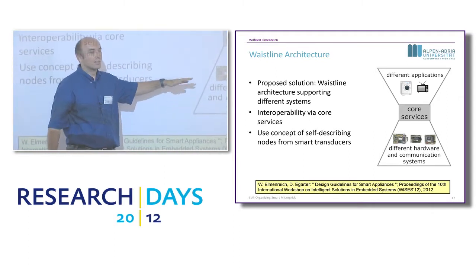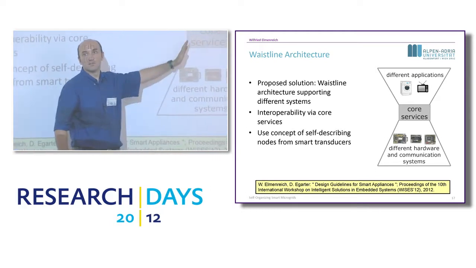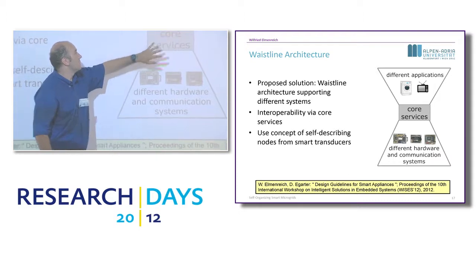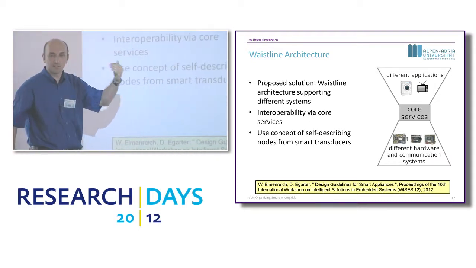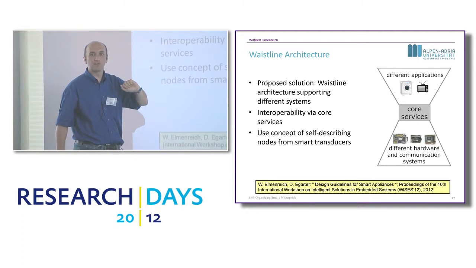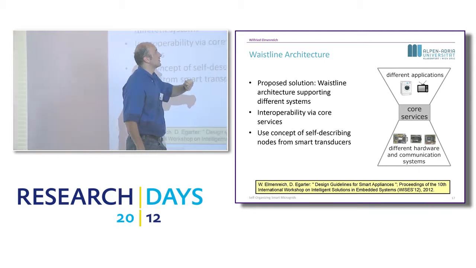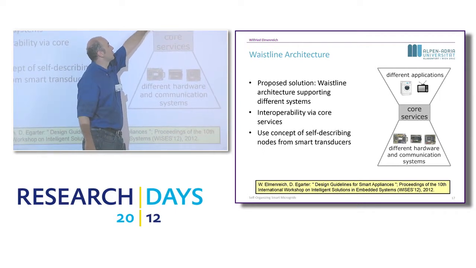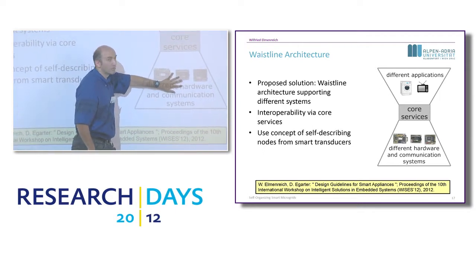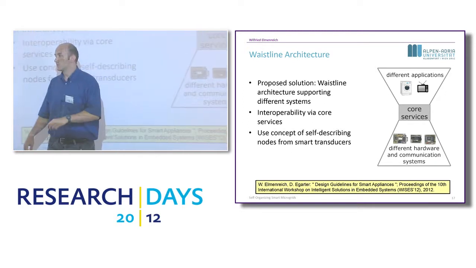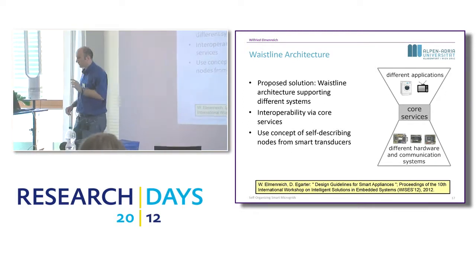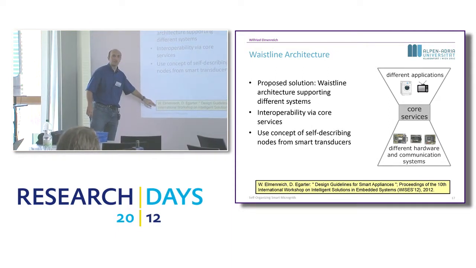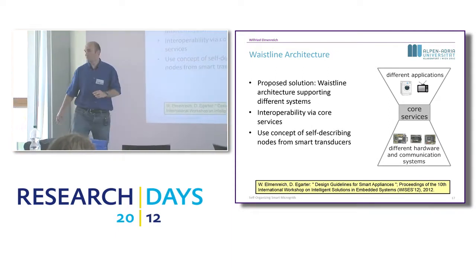And our idea is to apply this hourglass model, similar to the Internet, to have here in the waist a very slim number of services that can be defined and used, which makes it easier to connect devices via very different communication systems, but still we have the single core services. There is a paper on this where there is more information. I don't want to go into detail on this issue.